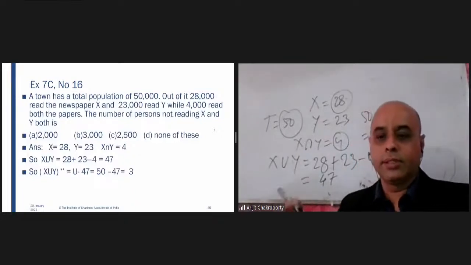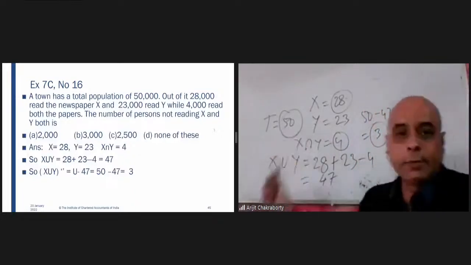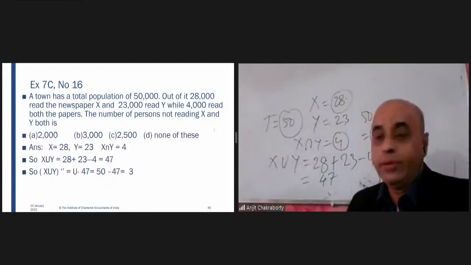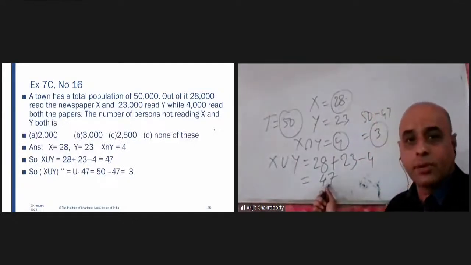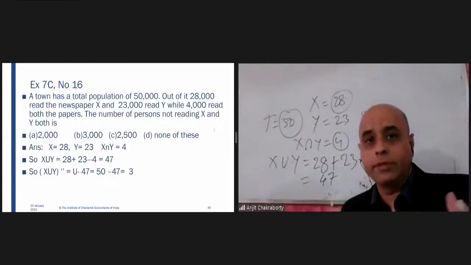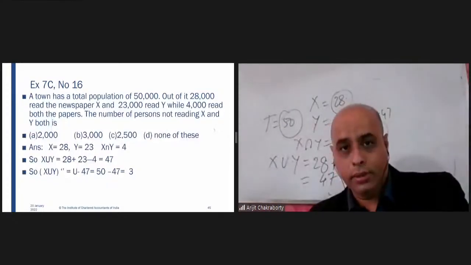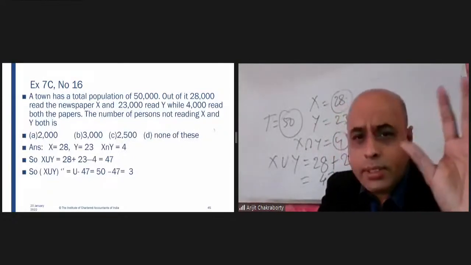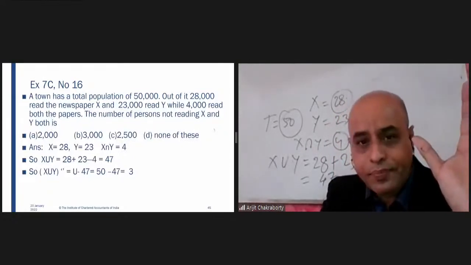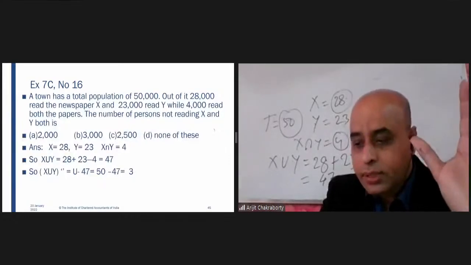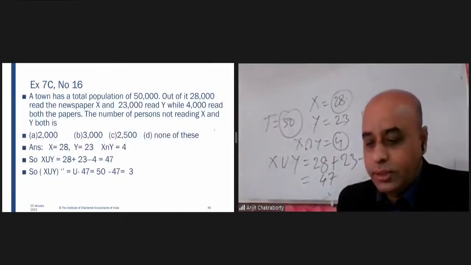Okay, so here you can see basically total population is 50,000. We have got 47,000, that is 47 here. It means people who read either X newspaper or Y newspaper. And out of those people, there are some people who read both X and Y. Okay, so therefore the answer is 3,000. Yes, many of you have got 3,000. Shambhavi, Manav, Sanyam, Samir, Priyanka.